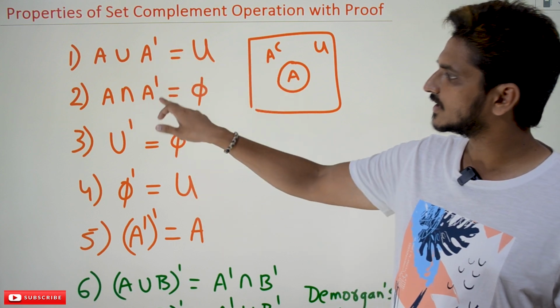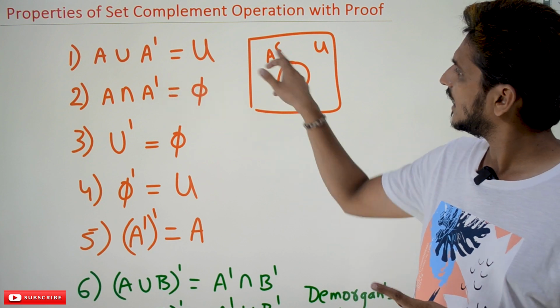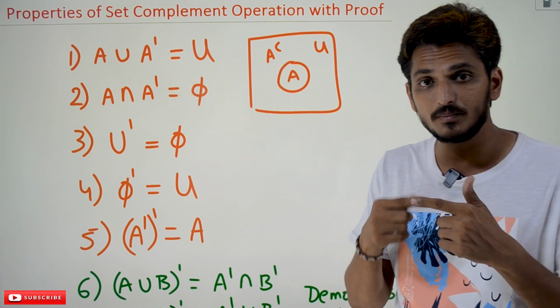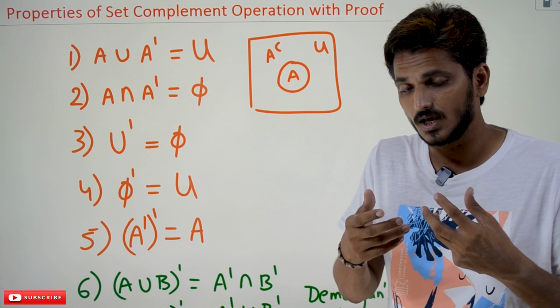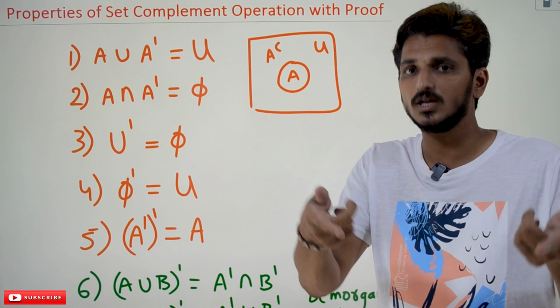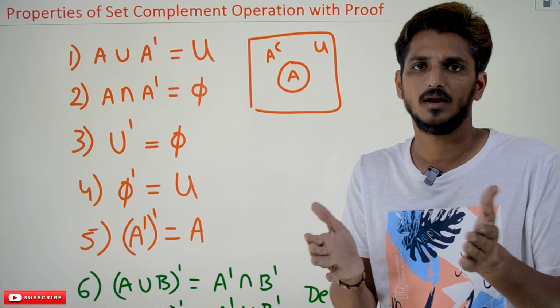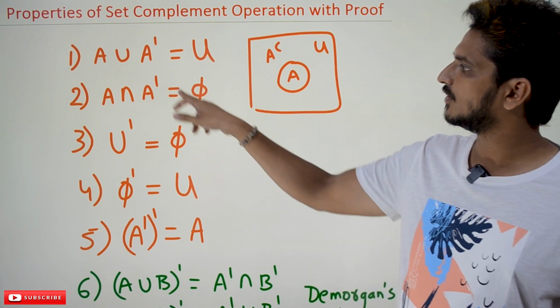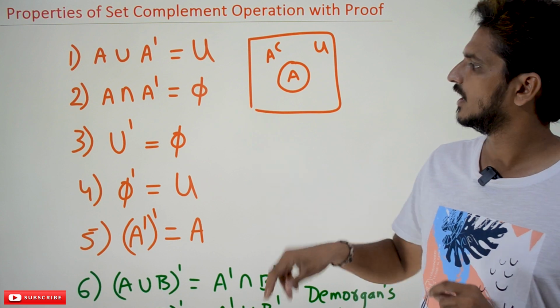Similarly, A intersection A complement. Is there anything common with A complement? A complement means that which does not belong to A. There is nothing common. So A intersection A complement is equal to empty set.